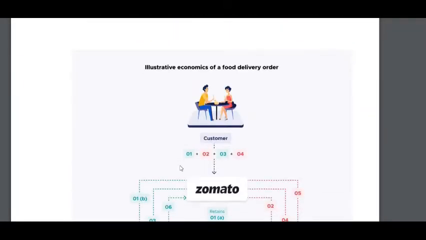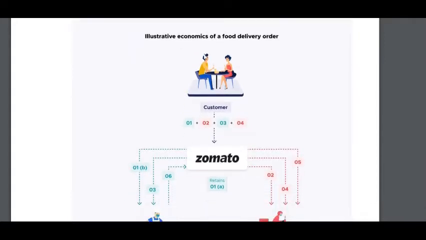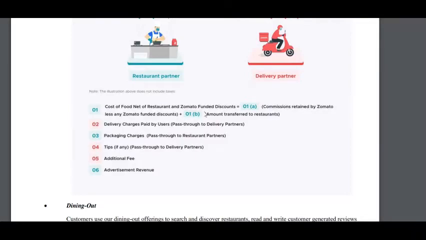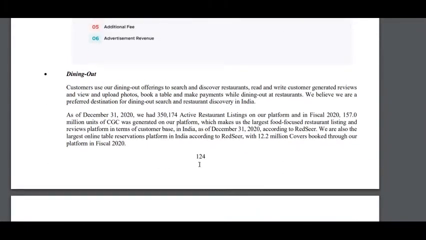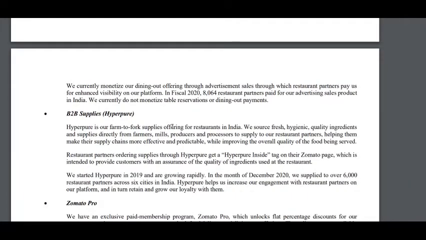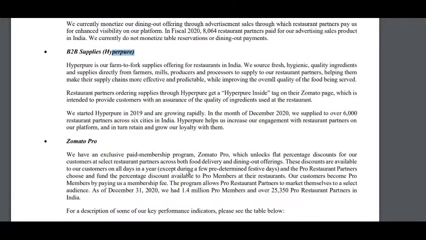Then they have illustrated their economies in terms of food delivery, how a flow chart in terms of how the transactions happen or the process flow, and they have given certain details about dining out and their Hyperpure business. So what they are saying, we supplied over 6,000 restaurants across 6 cities in India. So 6,000 is quite a good number in terms of Hyperpure being started out recently.